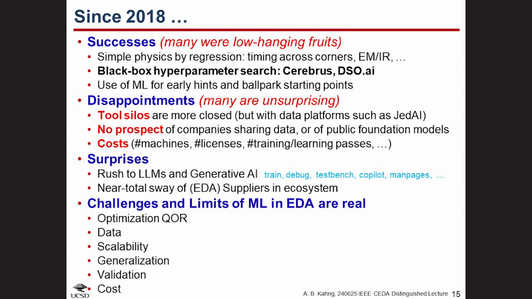Surprises. The rush to LLMs and generative AI. Much of the oxygen in the room, so to speak, has gone there now, and several use cases are clear. And I've been personally surprised by how much sway the EDA suppliers have gained over their customers, especially as they close up silos and interfaces. So one message today is that we as a community of researchers will have to work if we want to change this last point.